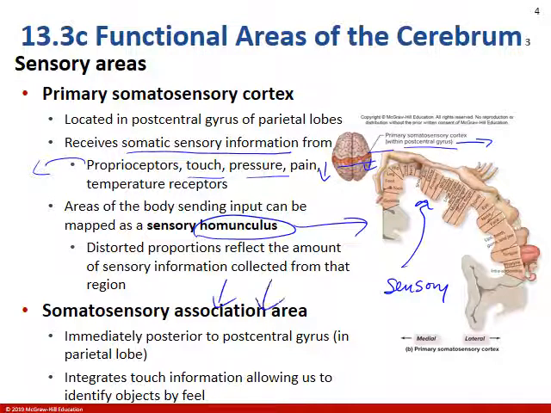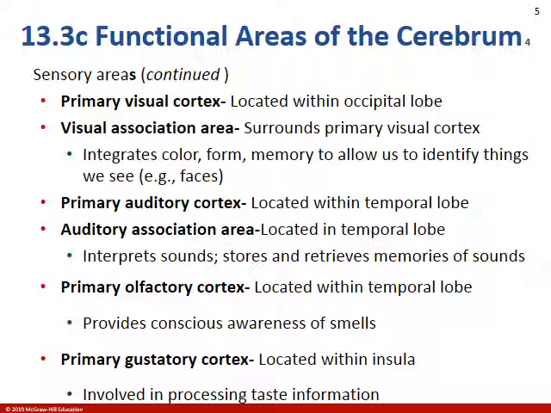And then there are also association areas. So just like we saw in the previous slide, as you move posterior, you're going to have more sections that are dedicated to integrating different information. So you can see this somatosensory association area integrates touch information, allowing us to identify an object just by its feel. And there are additional sensory areas outside of that post-central gyrus.